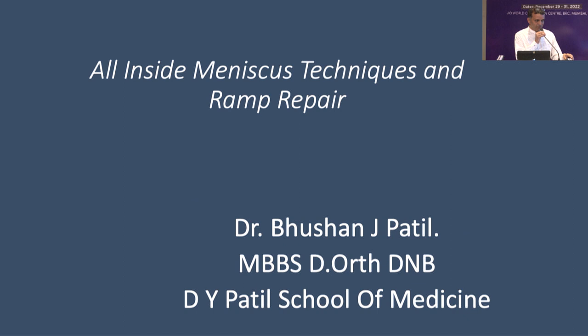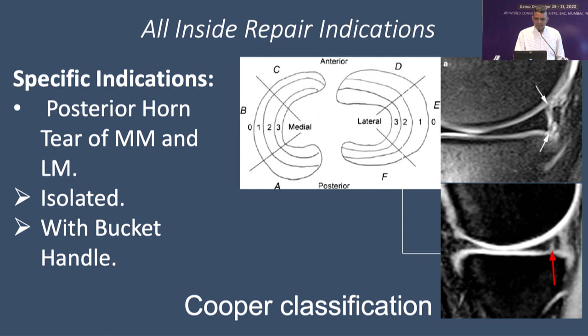My topic is all inside meniscus technique and ramp repair. All inside repair is where we take bites or sutures on the torn meniscus, especially in the posterior horn, and repair it. This process is all intra-articular, where there is no need to take the sutures out of the joint. The specific indications are posterior horn tears of the medial as well as lateral meniscus, in isolation or with a bucket handle tear.